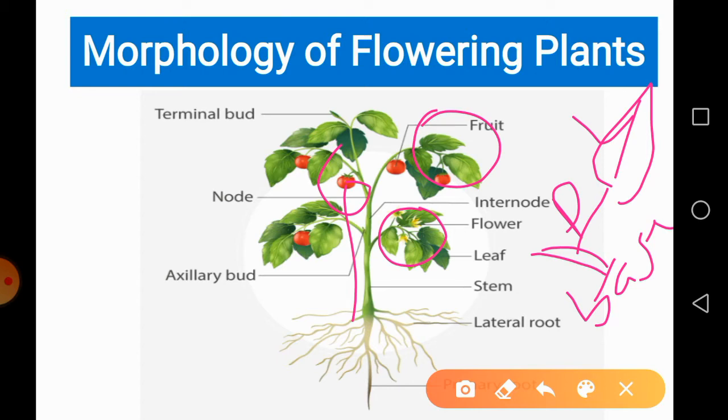The next one is a seed. So seed is the basic part of the plant which is found enclosed within the fruit. Okay. So this seed is again of two types, monocotyledonous or dicotyledonous one, etc. Okay. So this is all about the morphology of flowering part. Now we are moving towards our important topic, that is the flower.